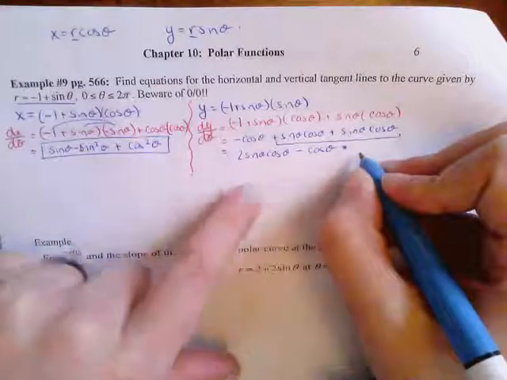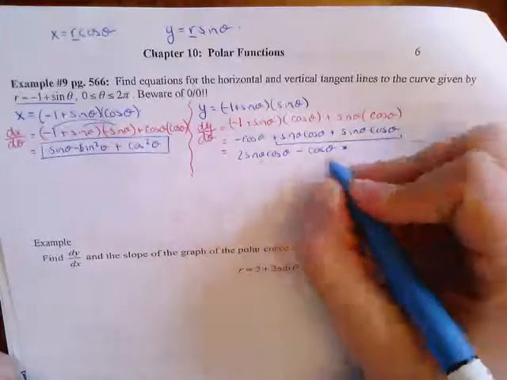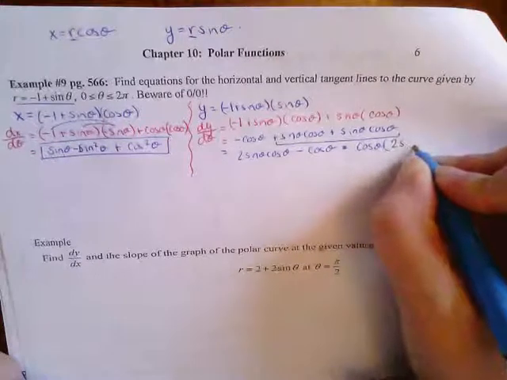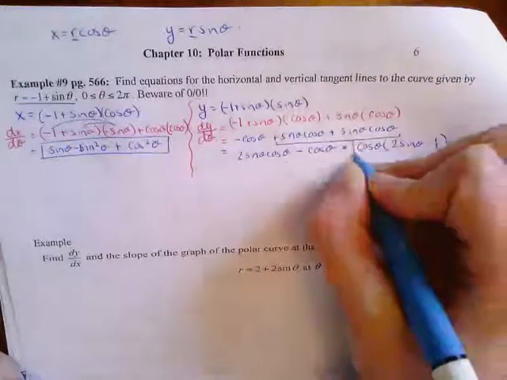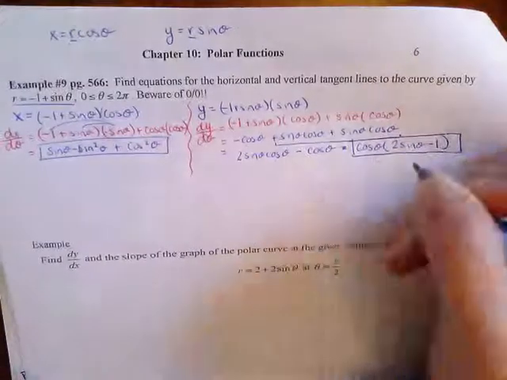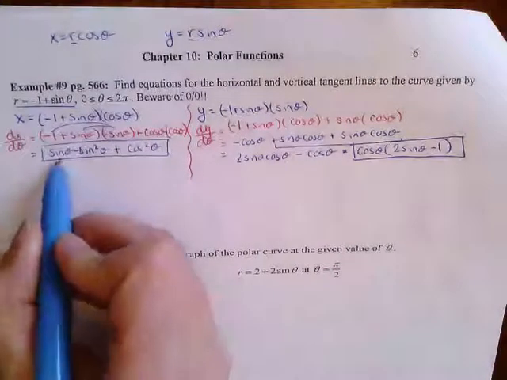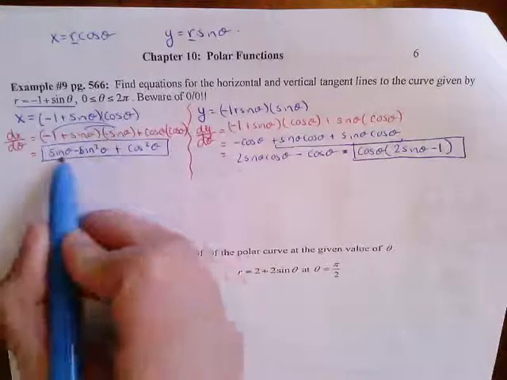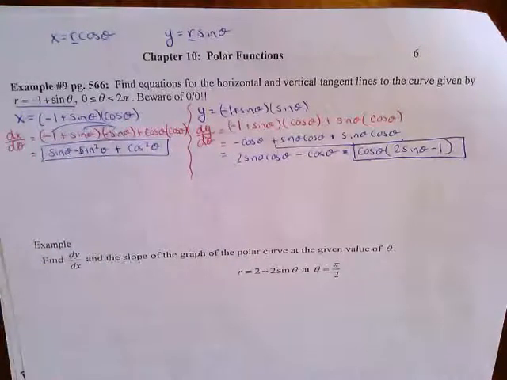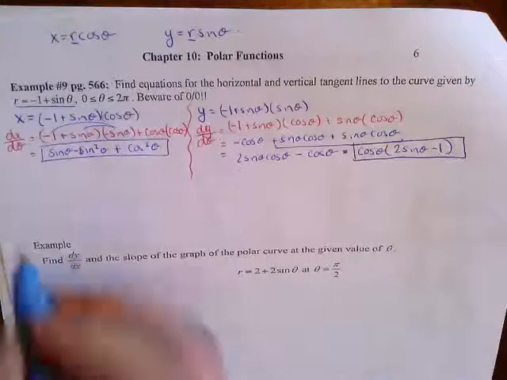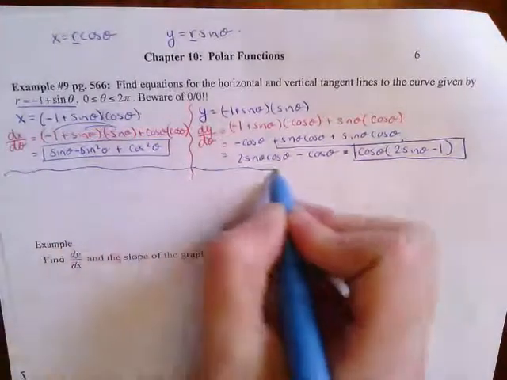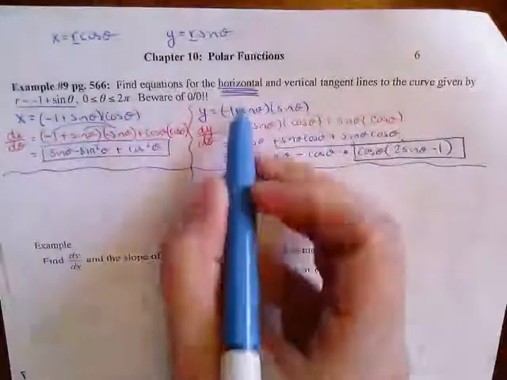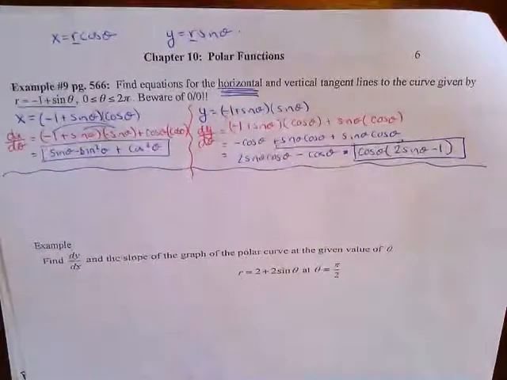So you notice that you have a common factor between these two, so I'm going to take out a cosine theta, and I'm left with 2 sine theta minus 1. So this is my dy d theta. And see here, I didn't do that because I don't have a common term between all three of these parts. Alright, so now it brings us to actually finding the horizontal. So right now I'm going to work on the horizontal first.